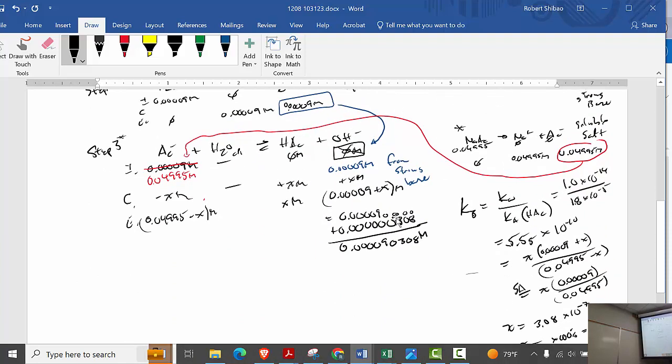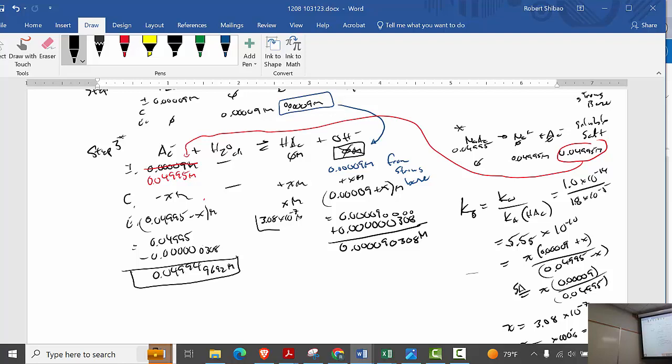All right, so let's go back to our original problem here. And what I want to do is double check my K value to make sure it's reasonable. So X, this one is 3.08 times 10 to the minus 7 molar. And this is going to equal 0.04995 minus 0.000000308. And so this is going to be 0.049994692.